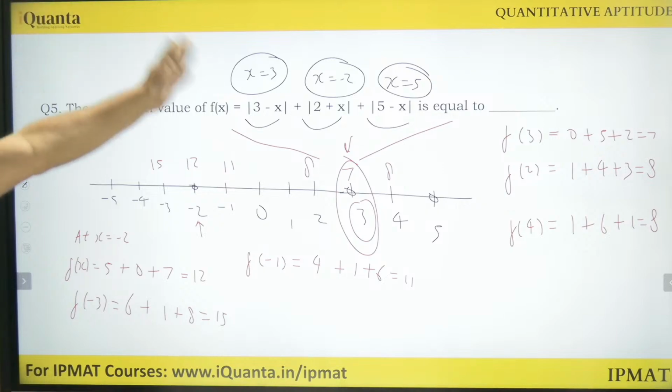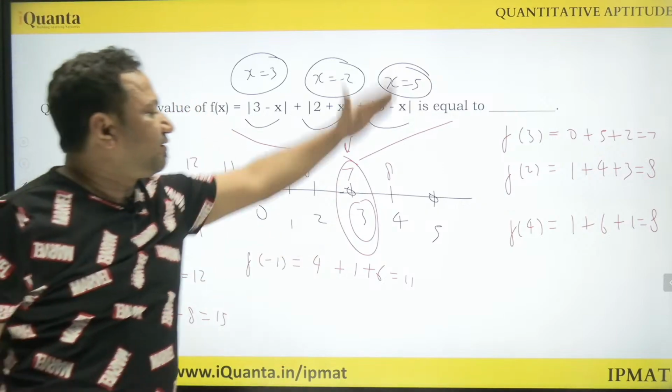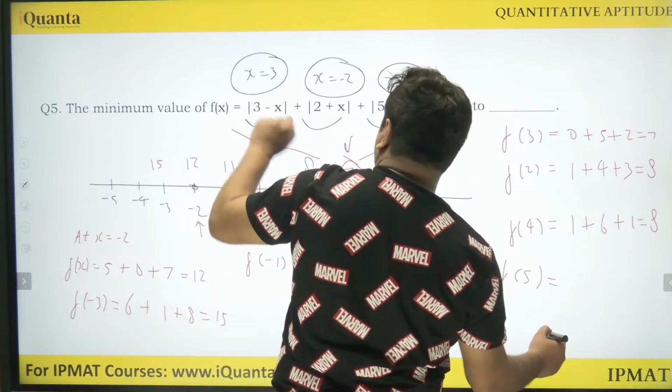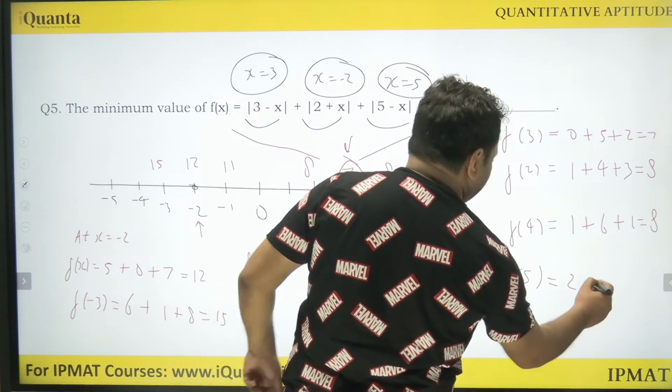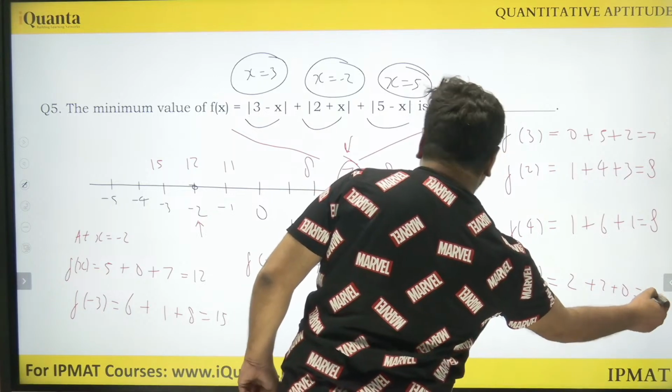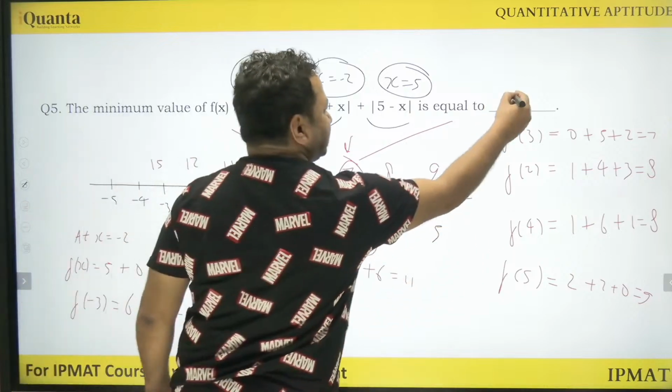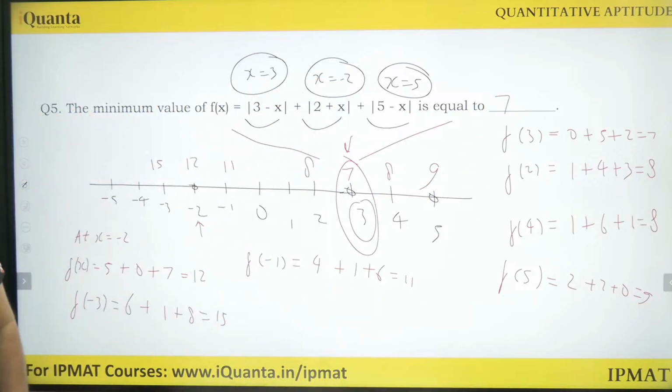So we don't need to check for x equal to 5 because the graph is going to increase. Even if you want to check, you can just check it out. At 5, this becomes 2, this becomes 7, this becomes 0. We have 9 here. So 7 is the minimum value of f(x). And we get it at x equal to 3. Cool.